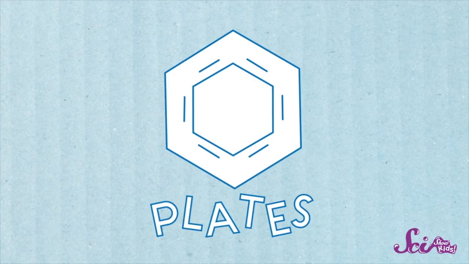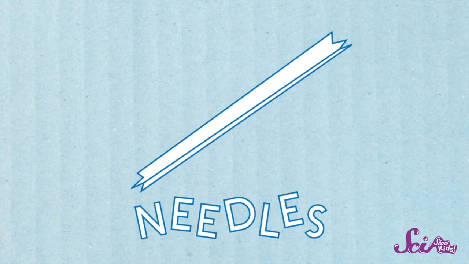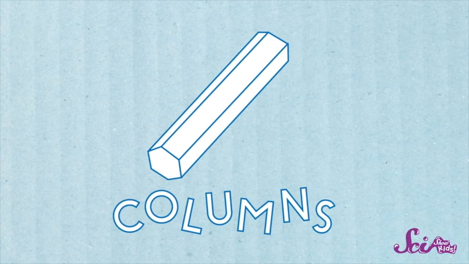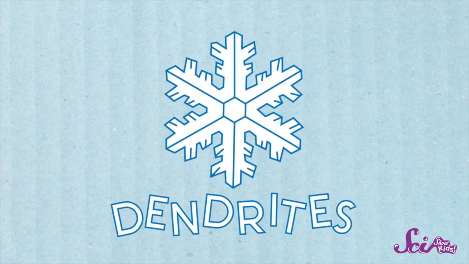Some are big and flat and are called plates. Others look long and narrow, called needles. Still others are tall and wide, like columns. And then there's probably the most famous shape, called dendrites. They look kind of like stars that have sprouted tree branches.